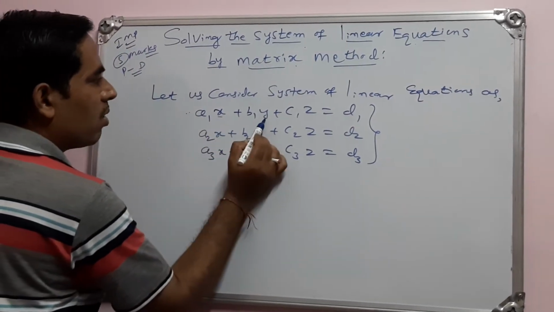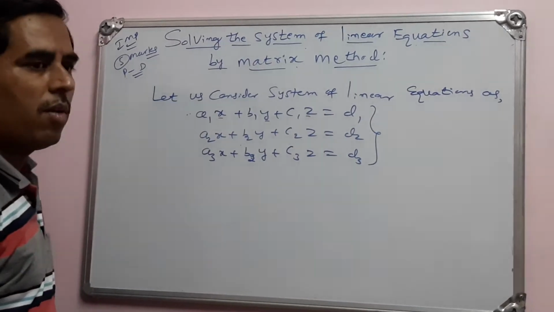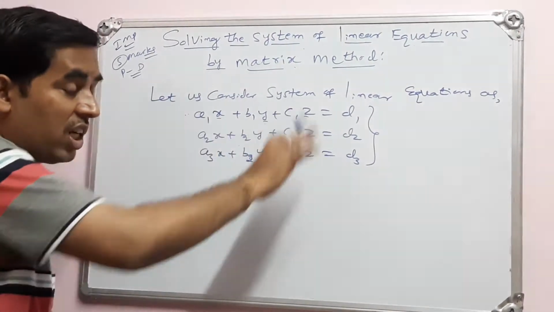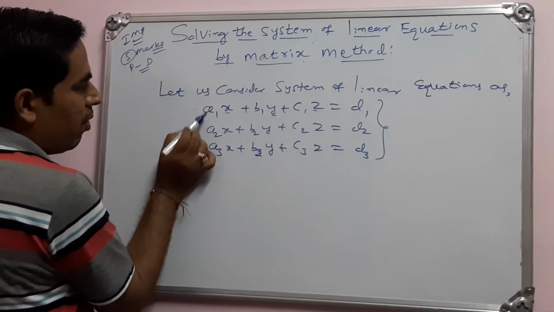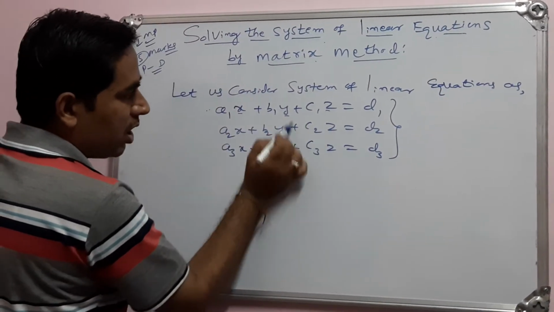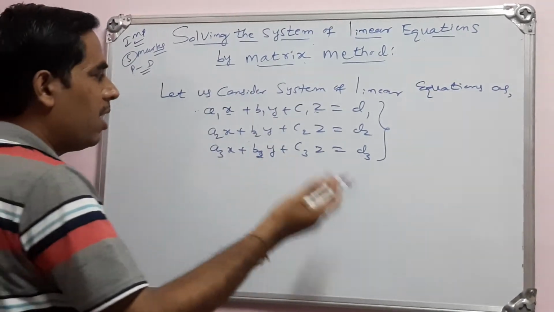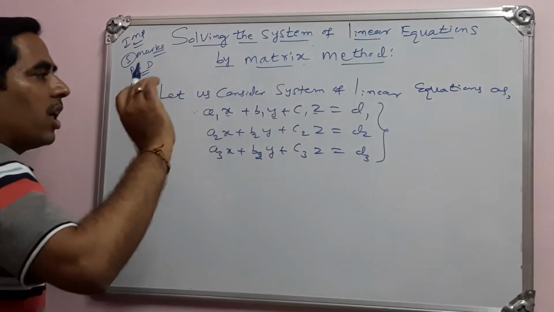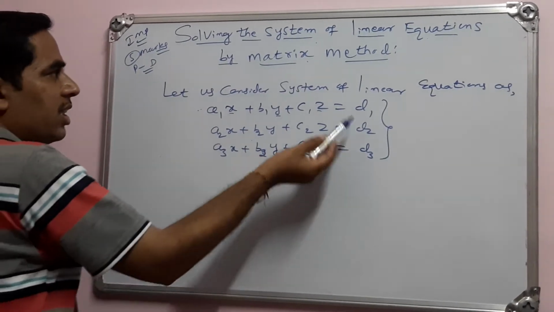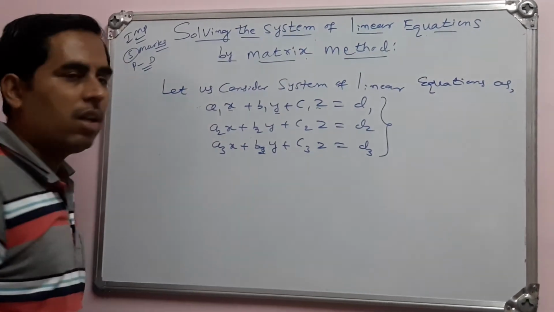Here x, y and z are the variables or unknowns. I have written these equations generally. Here a1, a2, a3, b1, b2 are the coefficients of the variables. They may be real numbers. The equations I have written on the board are called a system of linear equations.